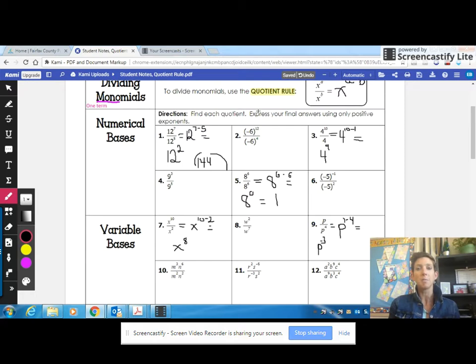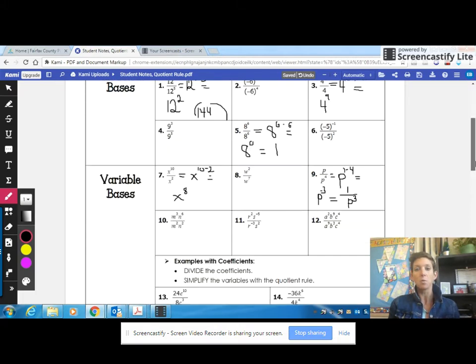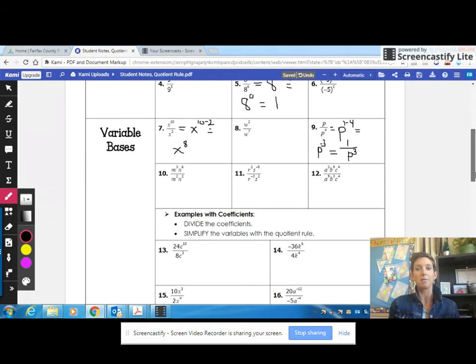But you'll notice here up in the directions it says, express your final answers using only positive exponents. So now you'll have to remember that whenever we see a negative exponent, we will write the reciprocal of the base. So our reciprocal would be 1 over p, and then it would be raised to the 3rd power. So that's our answer.